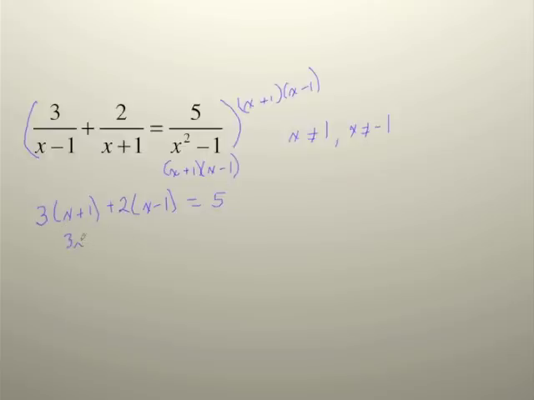Remove the parentheses: 3x plus 3 plus 2x minus 2 equals 5, or 5x plus 1 equals 5, 5x equals 4, and dividing both sides by 5, x equals 4/5. Not one of my denominators, the answers I ruled out, so this is a solution.